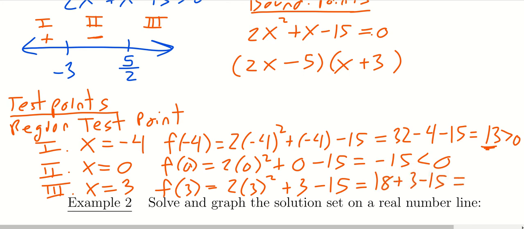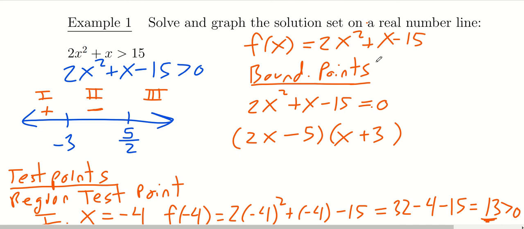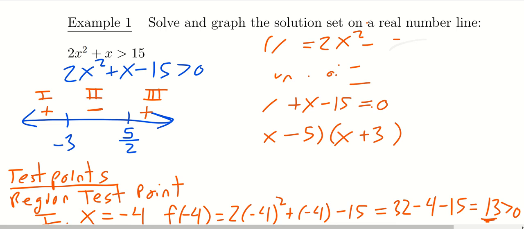So we have 18 plus 3, which is 21. And then 21 minus 15 would give us 6, and that's going to be greater than 0. Because the function is positive at that test point, it's going to be positive everywhere within that entire interval. And now that we've done this, we're able to go ahead and write out the solution set.